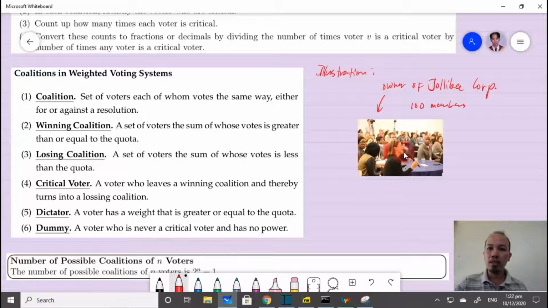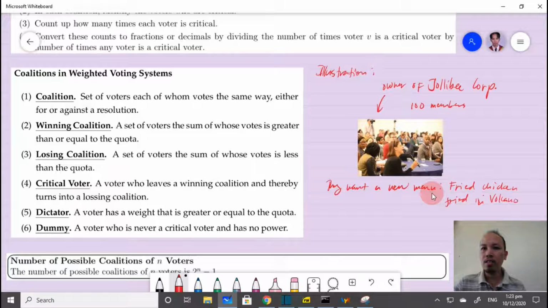are in a situation just like before. They want to pass a new menu, a menu called fried chicken fried in volcano. Maybe this is correct because I wrote it here.